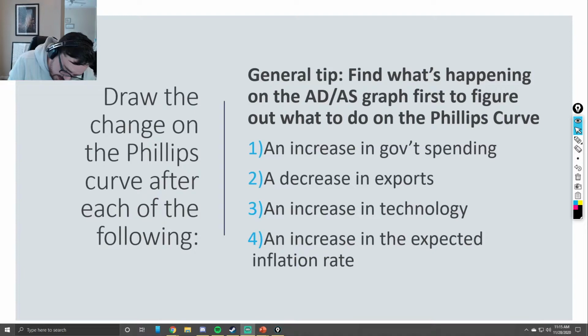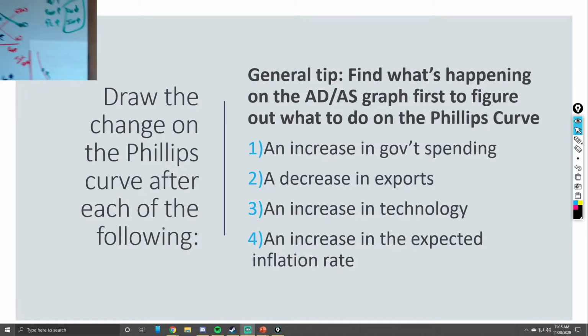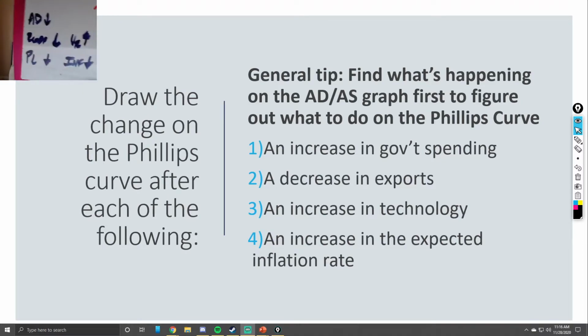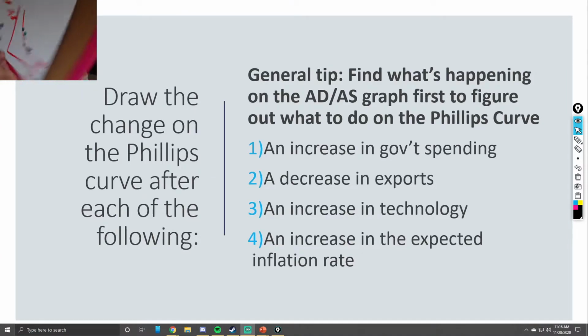AD went down. Real GDP did exactly the opposite of the last problem. So like all the things that were in green, flip them all around on that. But I'll write it anyway just so you have a visual of it. So that purple shift is decreased in aggregate demand. I've got this stuff happening, lower real GDP, higher unemployment rate, lower price level, lower inflation rate, and this shift down along my Phillips curve.